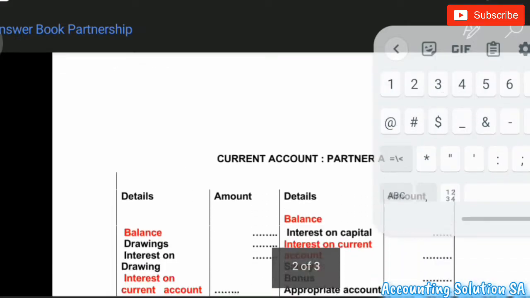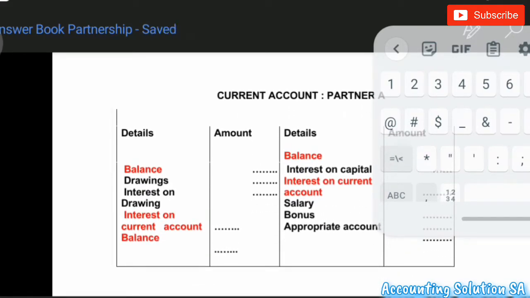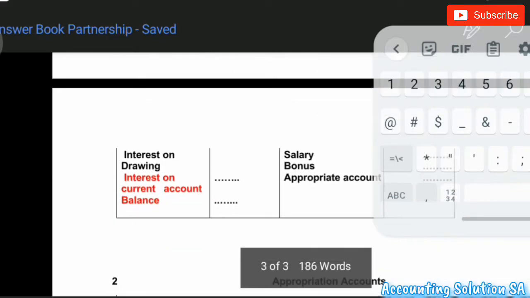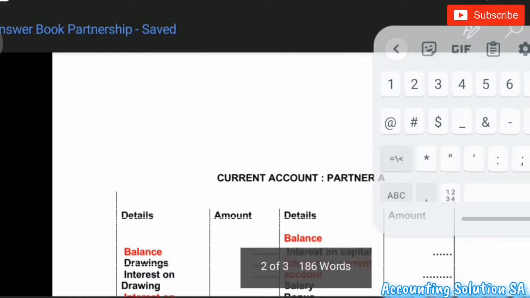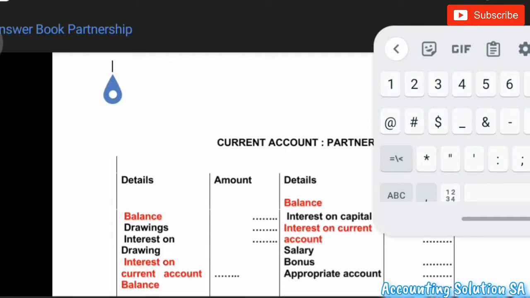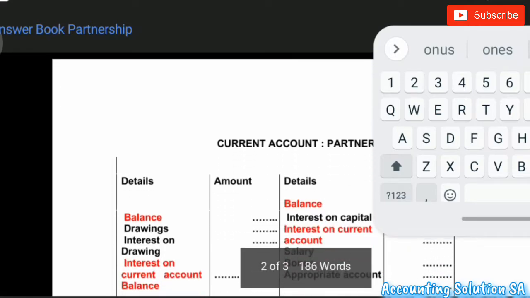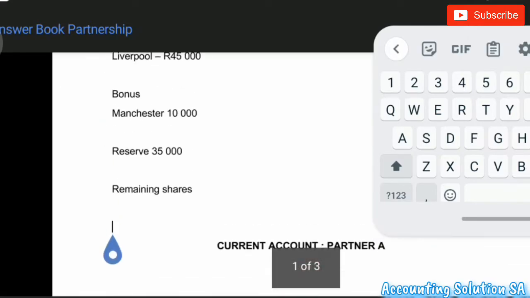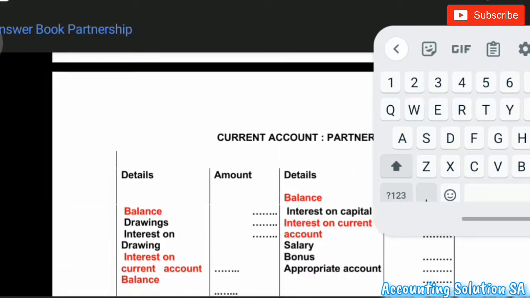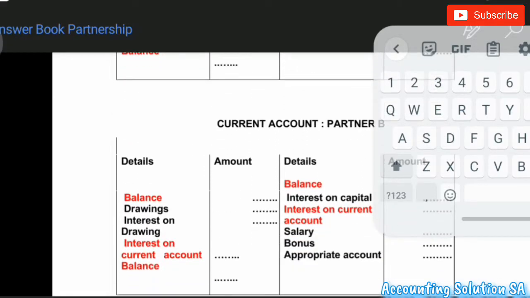ledger account. Okay, now let's prepare our current account for partner A and current account for partner B, as well as appropriation account. Okay, a very simple question, straightforward and free marks. Then let's start with our current account. Okay, then a current account for partner A, it will be Manchester. Partner B, it will be Liverpool.